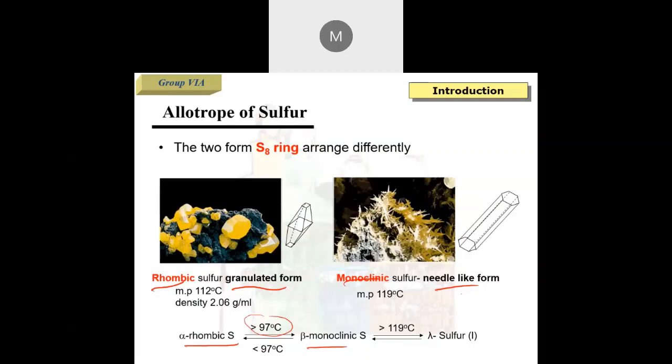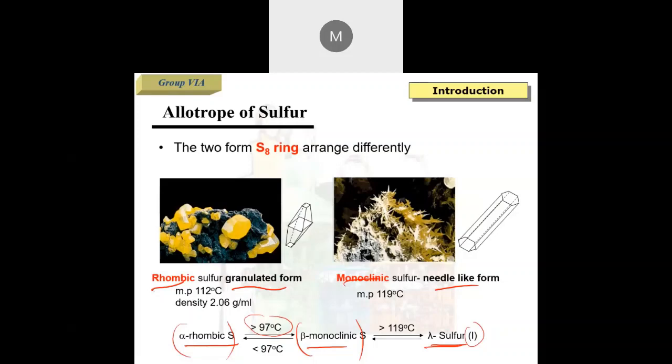Needle-like form. This is actually metastable, and it can convert to the lambda sulfur, which is in liquid form. So the first two are in the solid state, and the lambda is in the liquid state. Above 119 degrees, it will form the lambda sulfur.